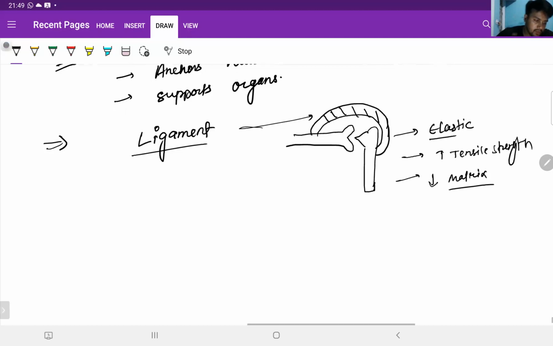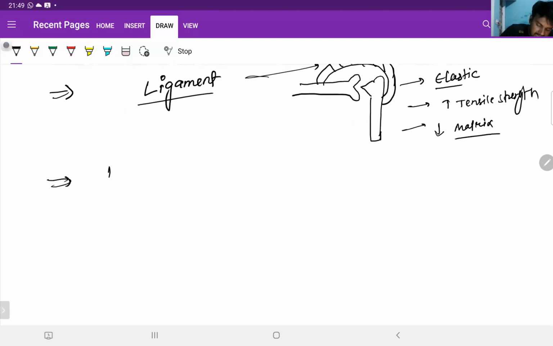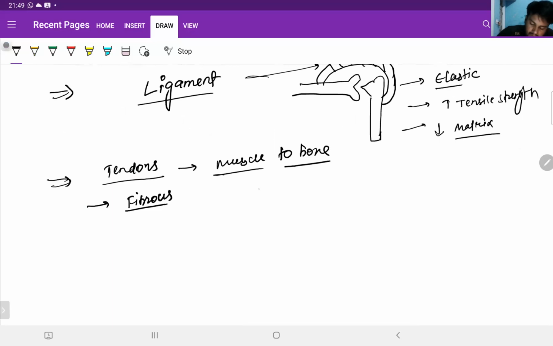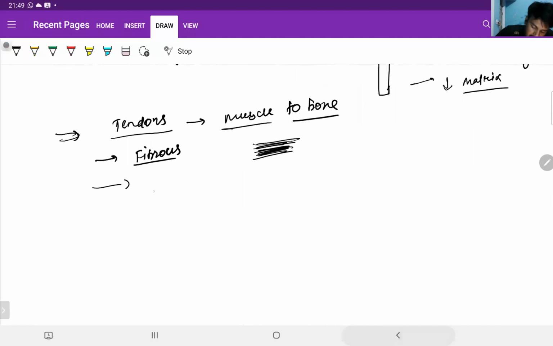What else do we have? We have another type called tendons, right? Ligaments are involved in the connection of bone to bone, while tendons connect muscle to bone. They are fibrous. Fibrous means there are lots of fibers involved. And because there are lots of fibers, they have very high strength and reduced flexibility. So these are the basics about the tendon.